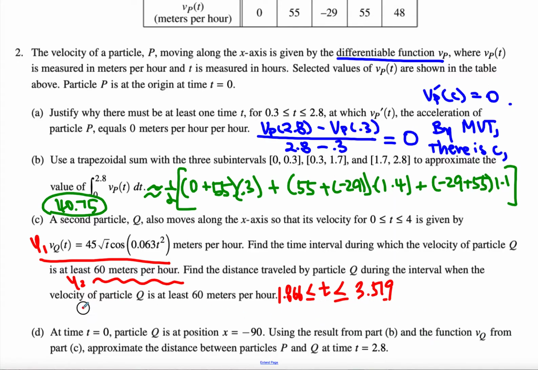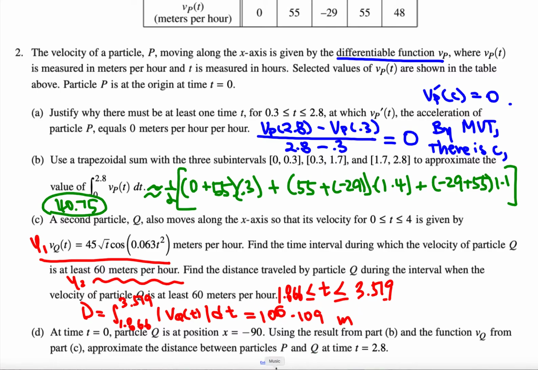So to find the distance, from 1.866 to 3.519, the integral of the absolute value of v of t dt, which is about 106.109 meters. So the distance traveled was this much.